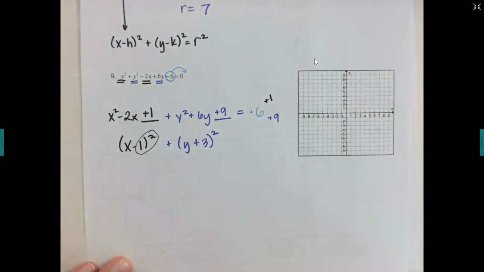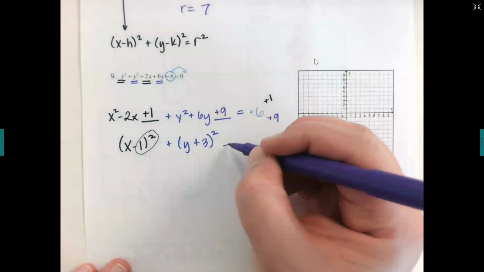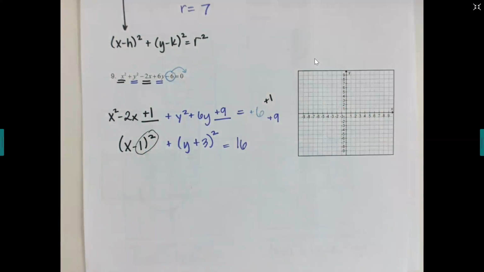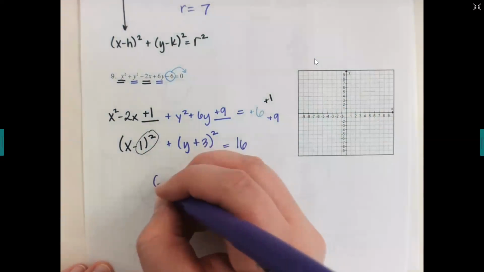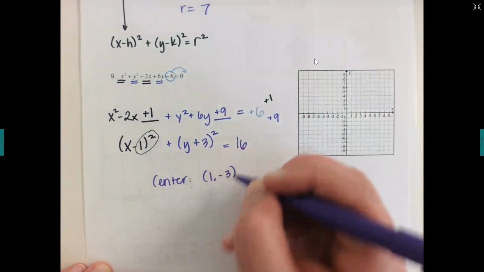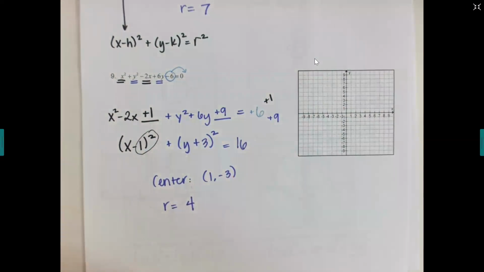Then add that up. 1 + 9 is 10. Add 6 more. What's my r squared? 16. And then from there, you can identify your point for your center and you can identify your radius. What will my center be? 1, -3 is correct. And then what would my r be? The square root of 16 is 4. Make sense? All right, turn page.